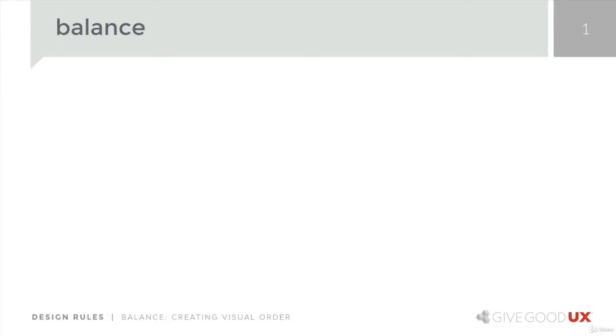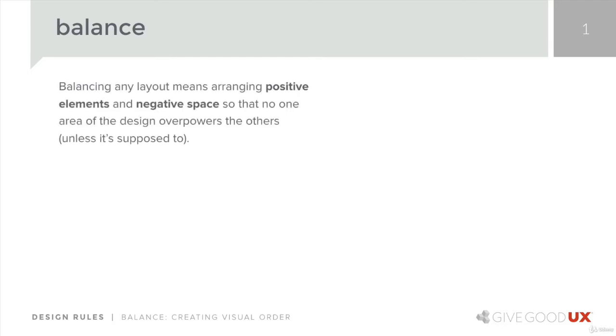We start our journey into organizing visual information with the principle of balance. Balancing any layout means that you're arranging the positive elements and the negative space, as you'll see, so that no one area of the design overpowers the other, unless, of course, it's supposed to. Balance makes sure that everything works, everything fits together.